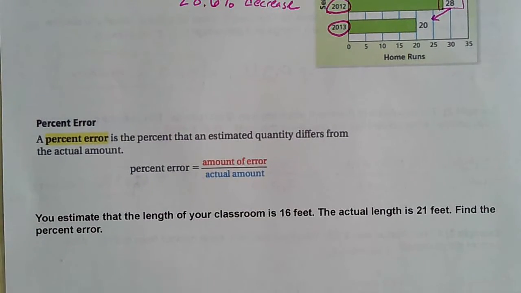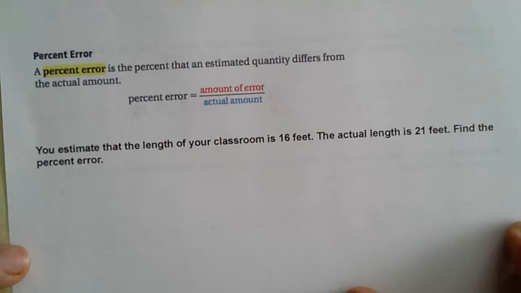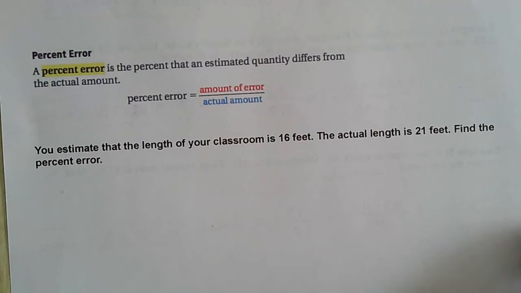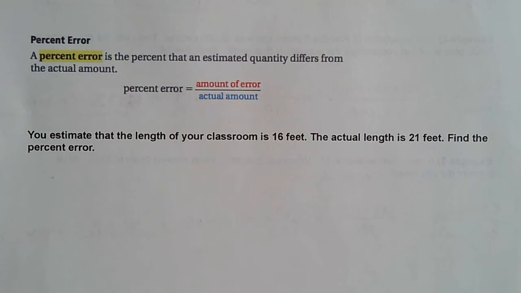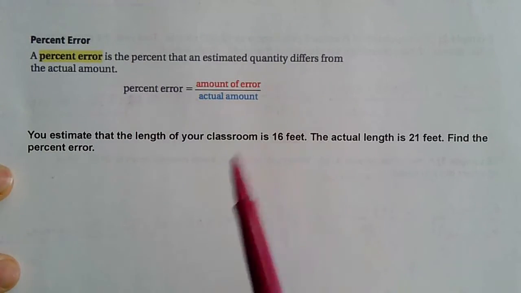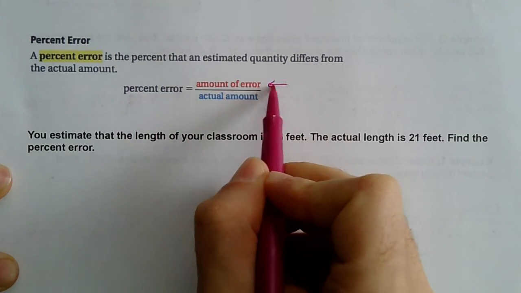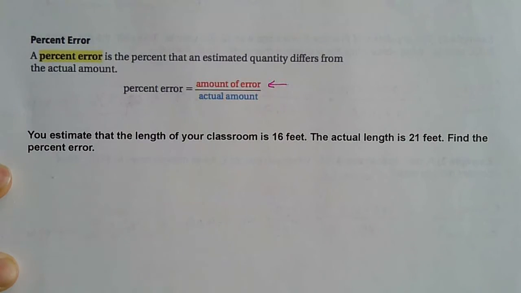The last aspect of percent changes is really percent error. A percent error is the percent that an estimated quantity differs from the actual amount. So we're saying basically what percentage you're off by if you were making an estimation. To find percent error, we're going to take the amount of error, so how much we were off by, and divide it by the actual amount because we want to compare to the actual thing.